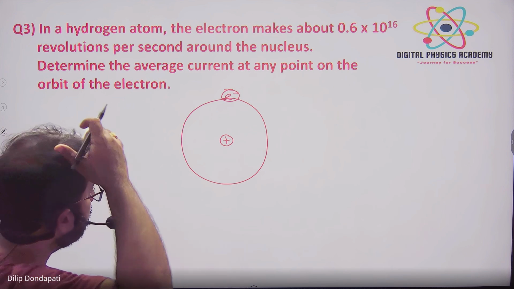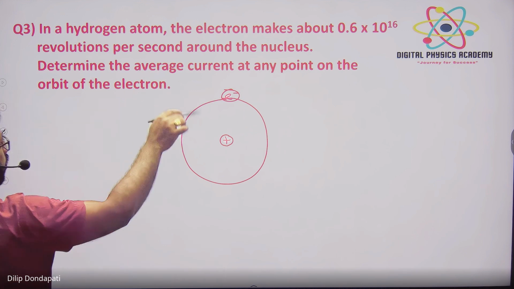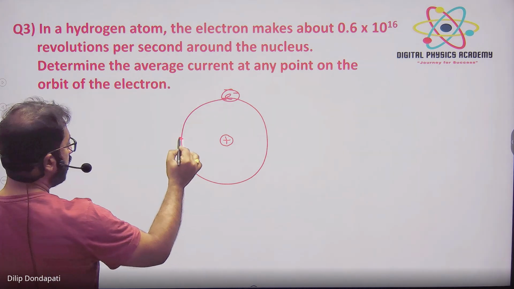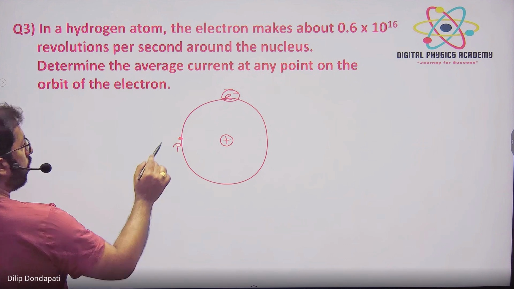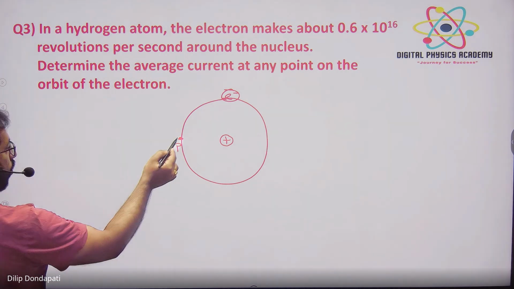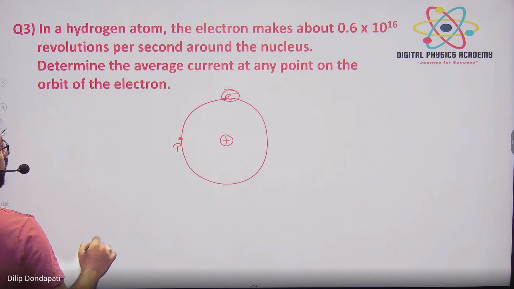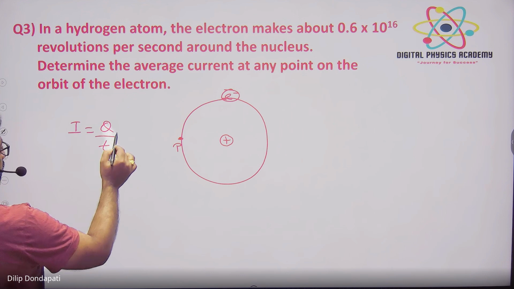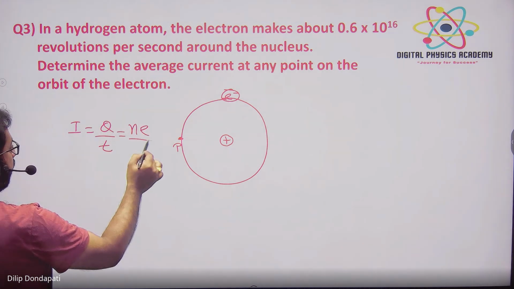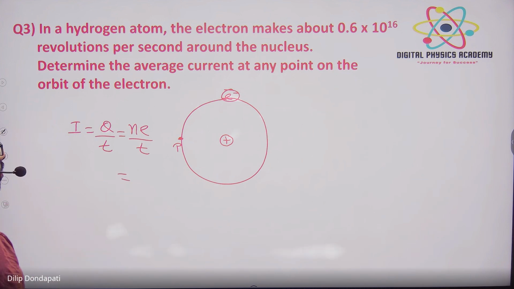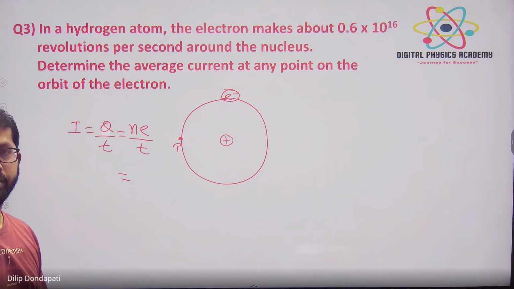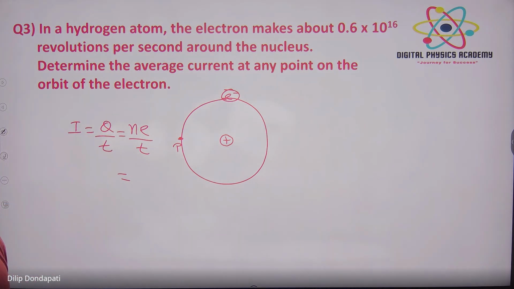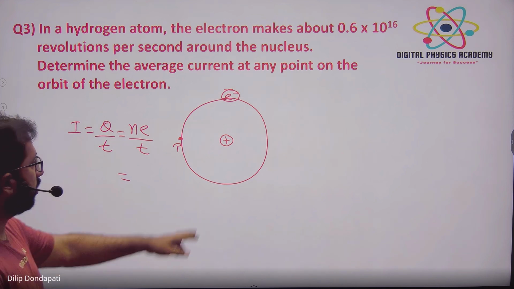So I is equal to the current at any point on the orbit of the electron. Suppose at this point P, I want to find the current. How much current is flowing at any point on the orbit? I is equal to Q by t, and Q equal to Ne by t. Tell me how many electrons are there? One.